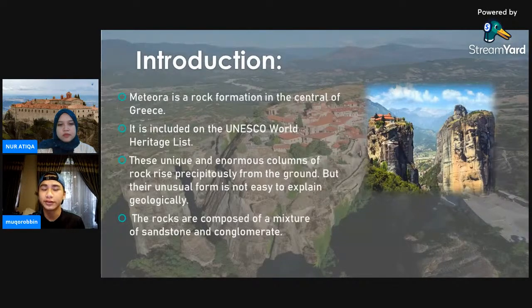First, Meteora is a rock formation in the center of Greece. It is included on the UNESCO World Heritage List. These unique and enormous columns of rock rise precipitously from the ground, but their unusual form is not easy to explain geologically. The rocks are composed of a mixture of sandstone and conglomerate.